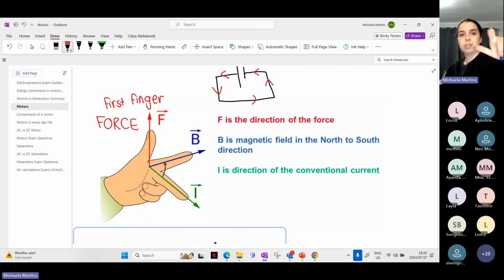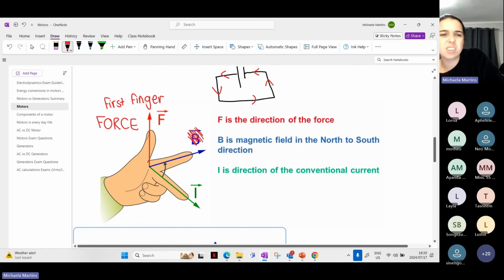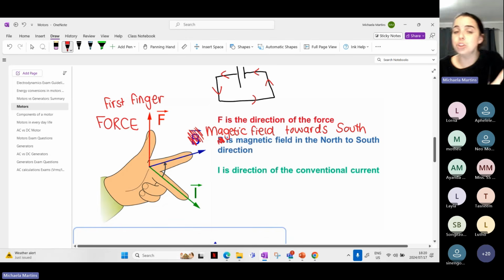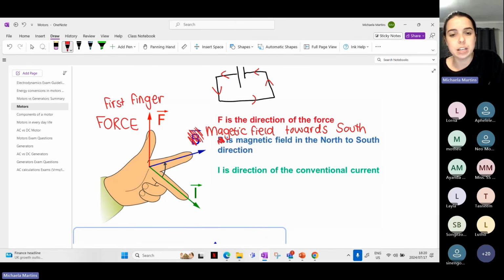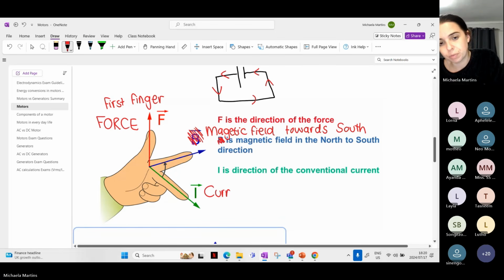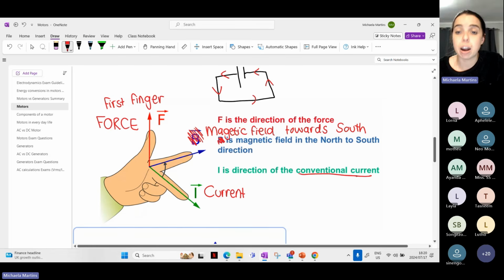Your second finger, this pointer finger here, they call it B on this diagram. I don't like to refer to it as B. It's a bit confusing. It is the magnetic field finger. Magnetic field. So you always point towards the south. Okay, towards the south. I will show you with lots of examples, so don't worry. Then this third finger is your current finger. It points in the direction of the current. Remember, conventional current from positive to negative terminal of the battery.